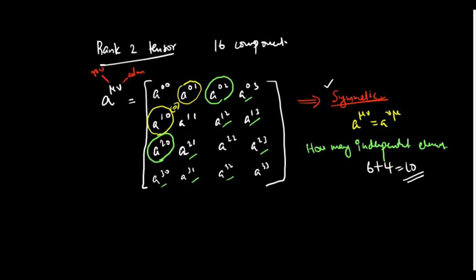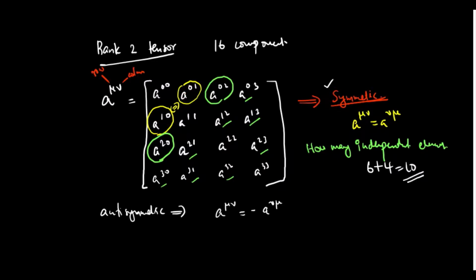Then we look at another one: what happens if this is an antisymmetric one? What is the condition for antisymmetry? That is A mu nu equal to minus A nu mu. So the elements will be inverted with a minus sign with respect to one another. If you find A01, then A10 will be minus A01. If you find A02, A20 will be minus A02. So here also you need not find A10 if you know A01, because A10 is just A01 with a negative sign.